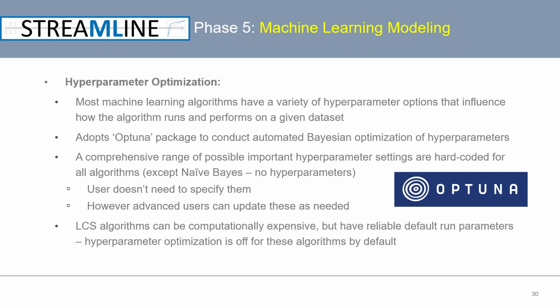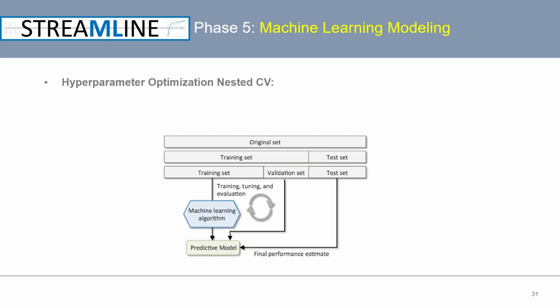Of note, learning classifier system algorithms can be computationally expensive in contrast to some of the other machine learning algorithms included. However, they have largely reliable default run parameters. Therefore, hyperparameter optimization is turned off for these algorithms by default, but they can be turned back on if desired. As mentioned earlier, on whole, STREAMLINE adopts a nested cross-validation approach, given that within hyperparameter optimization, training datasets are further partitioned into sub-training datasets and validation sets to evaluate hyperparameter options without looking at the testing data.